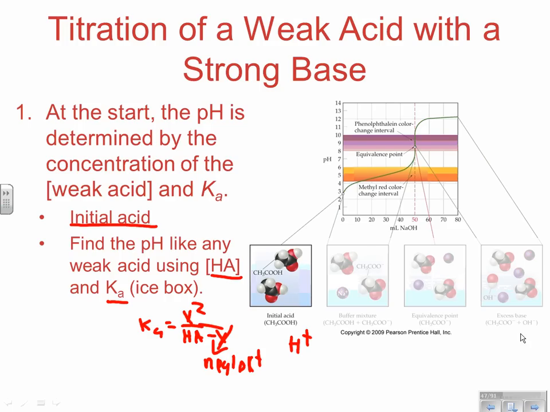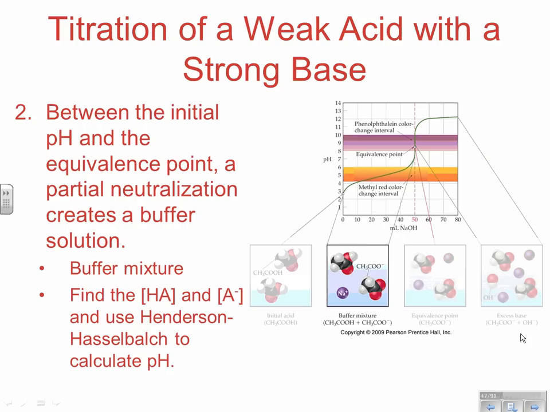But this is very different from what we did with strong. And it's a little bit more involved. That's why this stuff is a little bit more in-depth than what we looked at with strong. So the notes there were much shorter than what we're probably going to see here. So that's what we have at the beginning, is basically our normal Ka situation. We've got a weak acid, we haven't done anything to it. Once it's H+, that's just like last chapter.